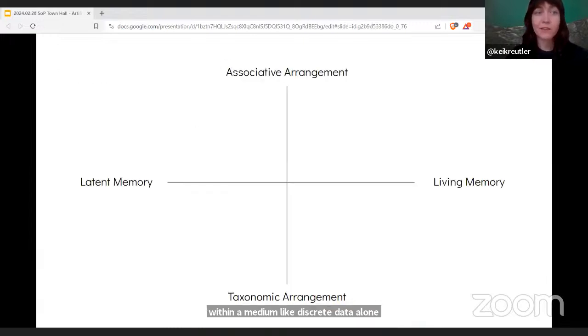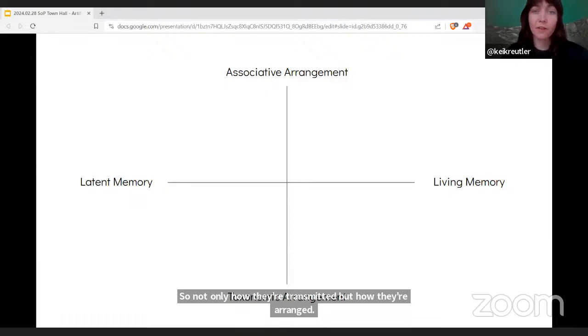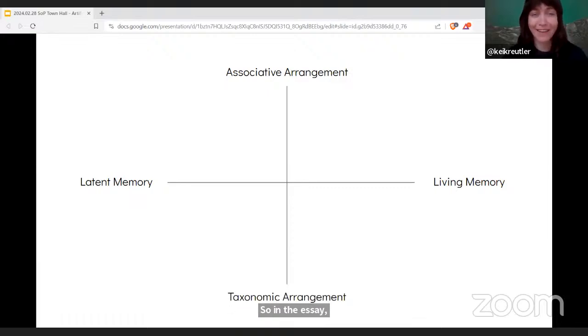And so while we can differentiate between latent memory and living memory, we could also add another axis here to distinguish between ordering principles in memory. So not only how they're transmitted, but how they're arranged. So in the essay, I go into the idea of associative arrangement and taxonomic arrangement of memory as well.